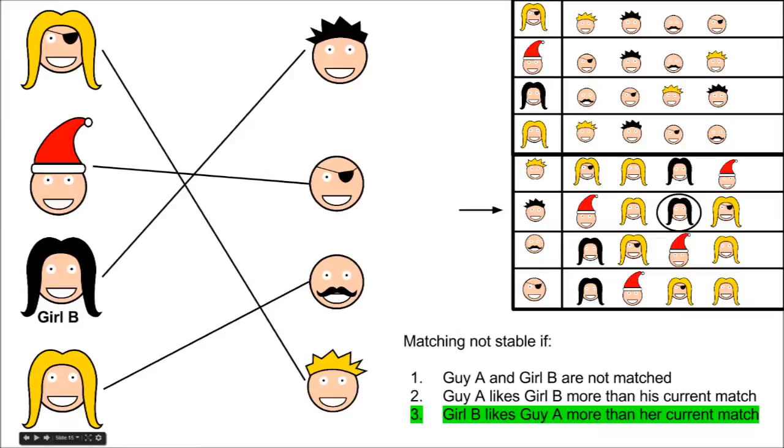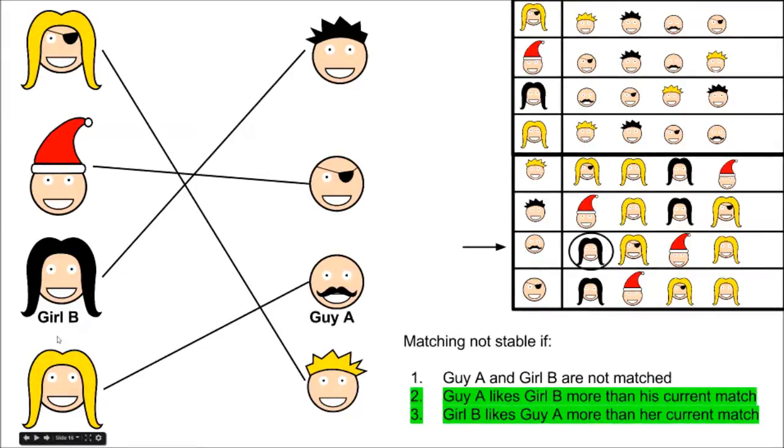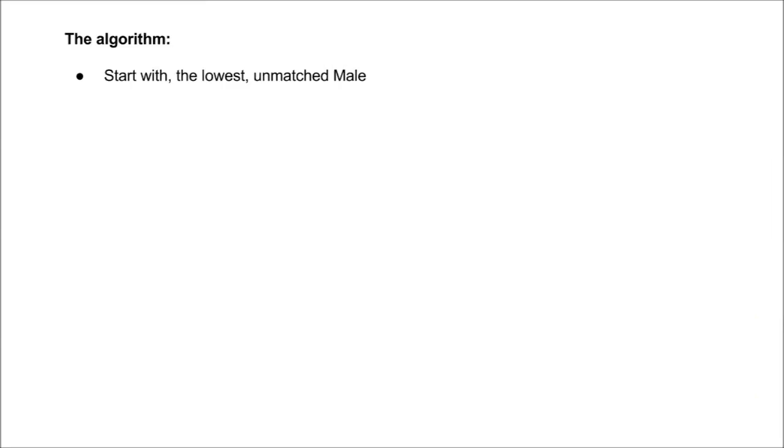So we found moustache guy. Now we are going to label him guy A, because she, the black-haired girl, is top of his list. He really likes her. He likes her more than the blonde-haired girl, which is on the right, which is what he is currently matched to. So that's guy A likes girl B more than his current match, and they're not matched. So that's all three rules fulfilled, so this matching is not stable.